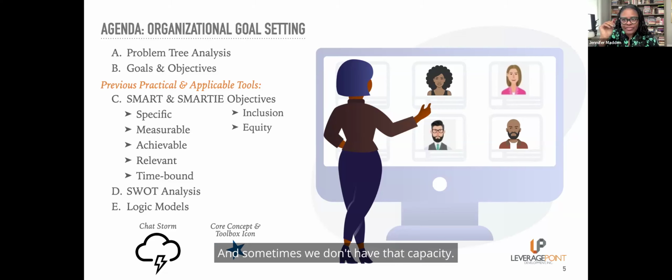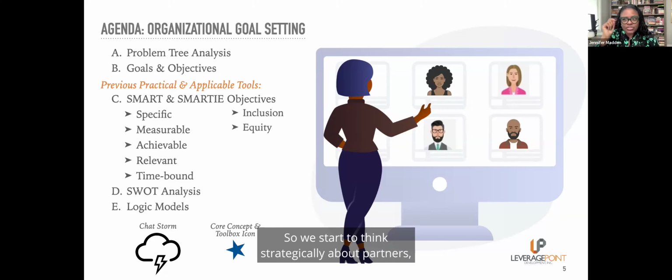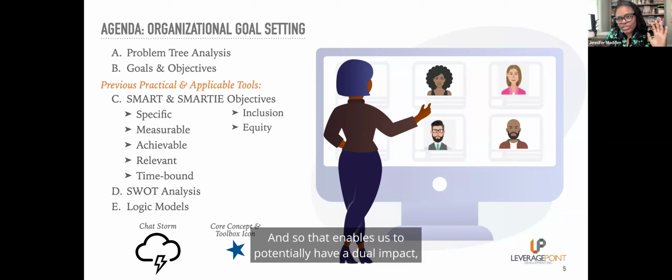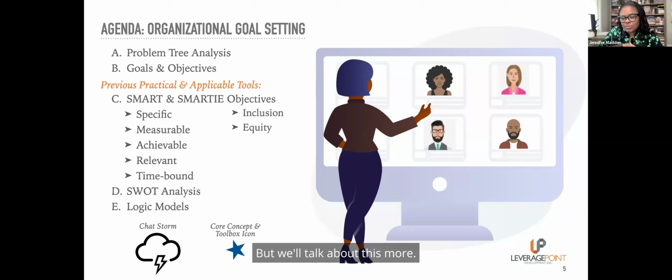And sometimes we don't have that capacity. So we start to think strategically about partners. What can we do on our own? And then what can we do in collaboration? And so that enables us to potentially have a dual impact, both at the surface level and at the root level. But we'll talk about this more.